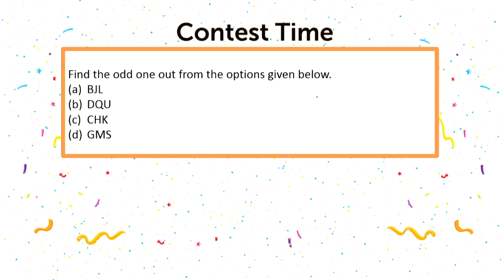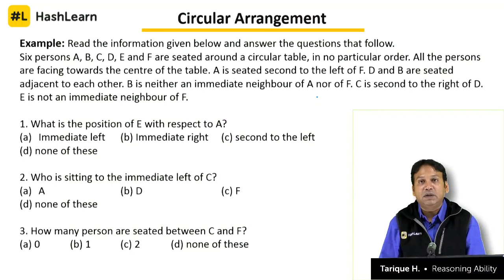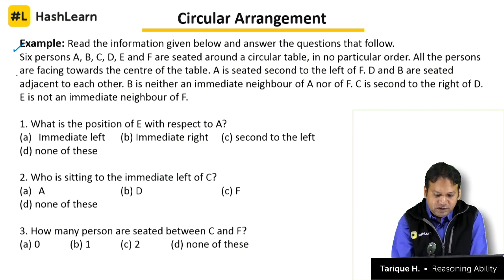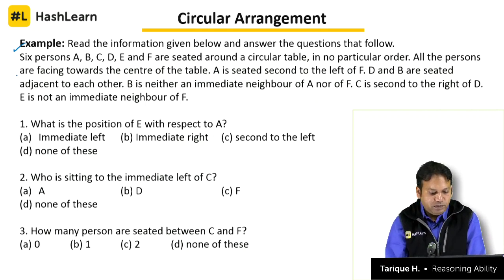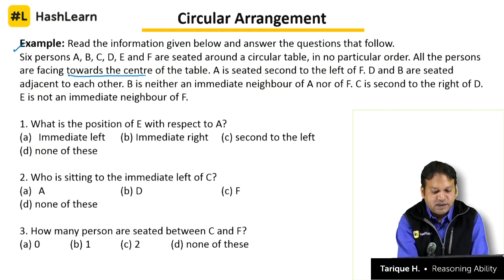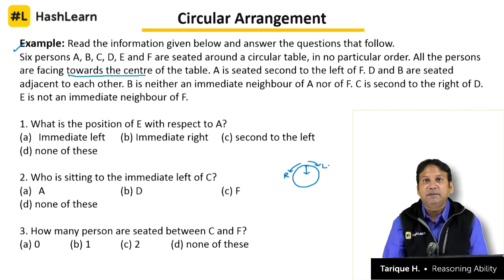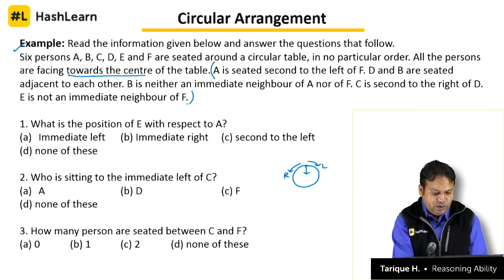So let's go to the question here. For circular arrangement, let's understand how to solve circular arrangement questions. Alright, so here we have 6 persons seated around a circular table in no particular order. All the persons are facing towards the center. So that's again very important. Right is in the anti-clockwise direction and left is in the clockwise. As I have discussed earlier also, let's apply this concept in solving this question, and then we have the clues given to you. And there are 3 questions, 1, 2 and 3.